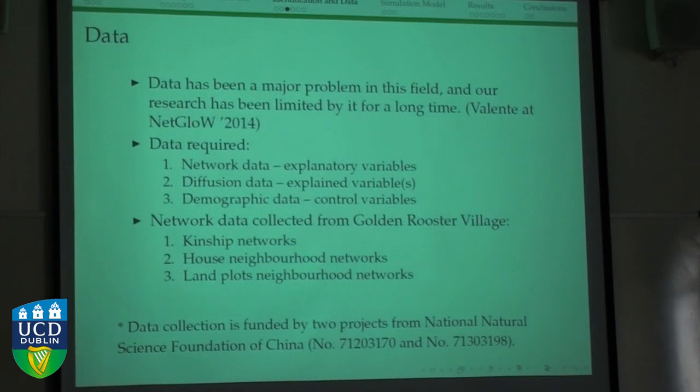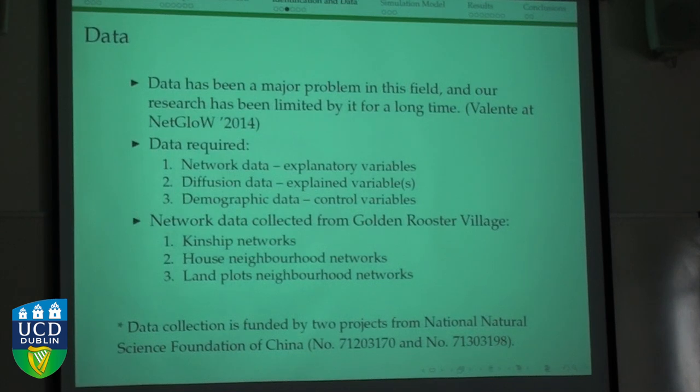I basically summarized the data we require for conducting this study into three types. The first is the network data, which shows who connects to whom, which individual connects to which individual, and we use this data as explanatory variables. The second type is the diffusion data, which shows how an idea or practice diffused in a social group. The third is demographic data, which shows the socioeconomic aspects of individuals. We have to have all these three types of data in the same social system. As Valente has argued, so far we only have three data sites.